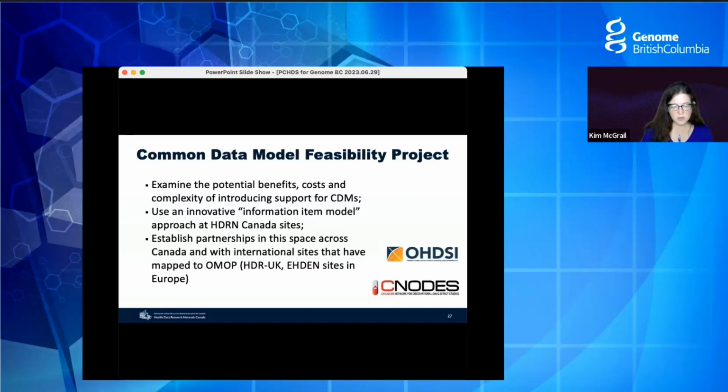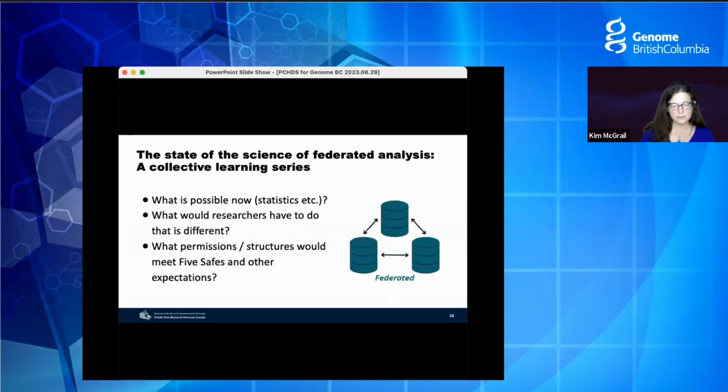So what we're doing is developing an information item middle layer so that we can be responsive and effectively create an efficient ability to put data into multiple different common data models. There's lots more to that. I'm happy to talk more with anybody who's interested in that, but I believe that there's a lot of support for this, and we're probably going to be pushing it forward in some way.